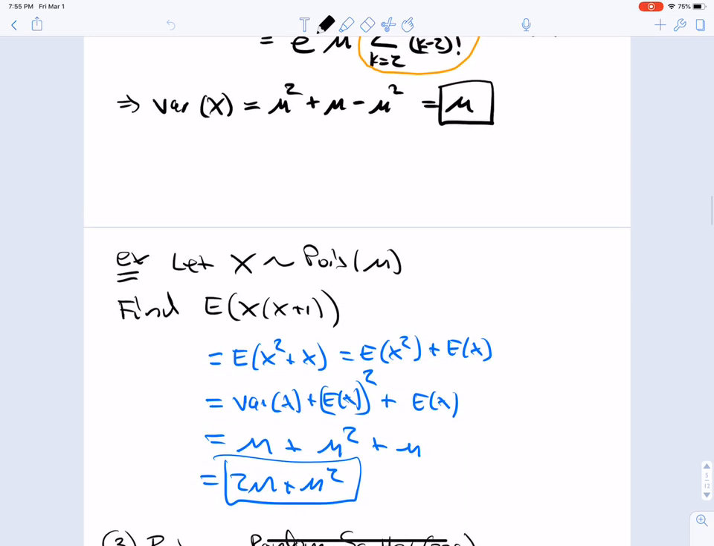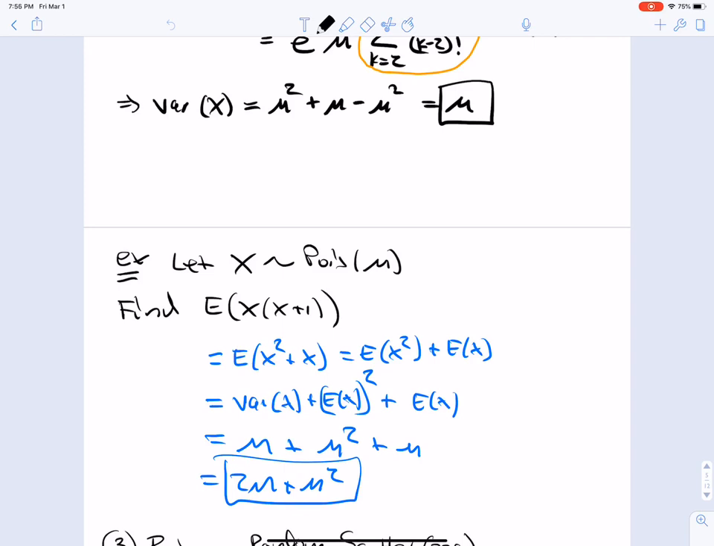So I asked you guys an exercise: let X be Pois(mu), find the expectation of X times X minus 1. Some of you just tried to do that from the definition, which is fine, but it's easier to just distribute the expectation. And notice that you can't write expectation of X times expectation of X plus 1, since X and X plus 1 are not independent.